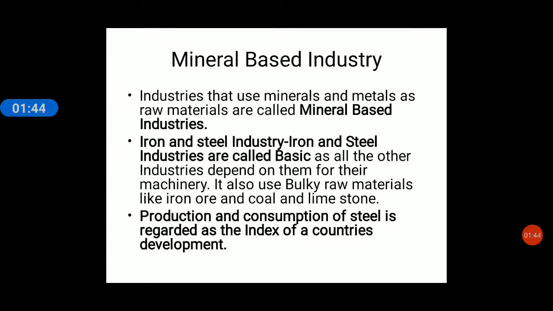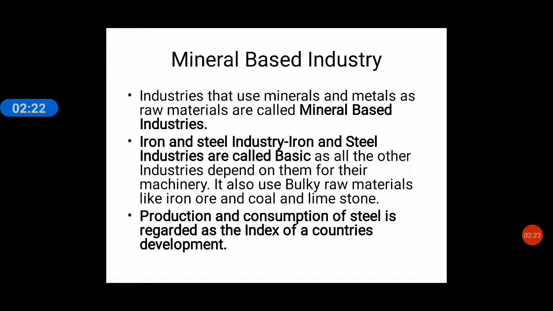They are also called key industries. Why? Because they use bulky raw material. What does bulky mean? In large quantity and very big. They use bulky raw materials like iron ore, coal, coking coal and limestone. Remember, the finished product of iron and steel industries is also very bulky. Therefore, iron and steel industries are called basic or key industries, right?